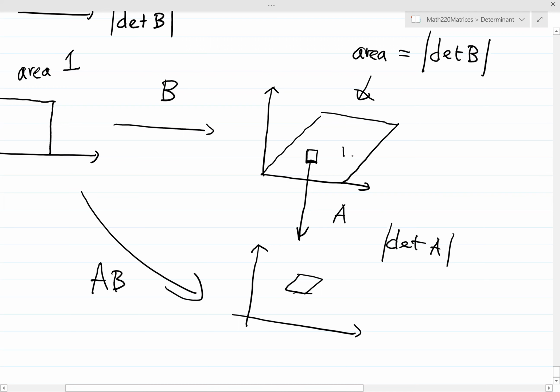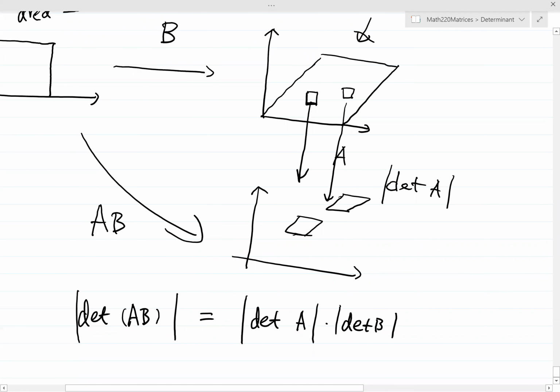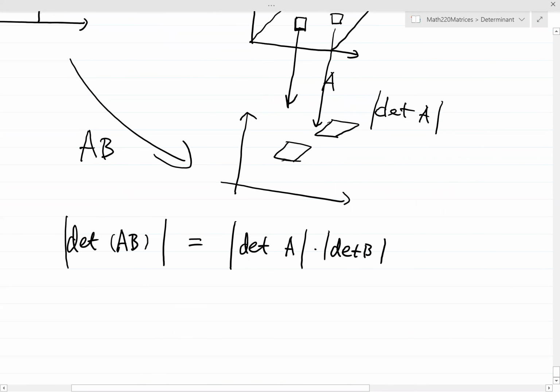If you have any box, the change is by multiplication of the determinant of A. So what do you finally get? The absolute value of the determinant of AB equals the determinant of A times the determinant of B, in absolute value. The sign ambiguity can be fixed by thinking about the direction. So finally we have: the determinant of AB is the determinant of A times the determinant of B.